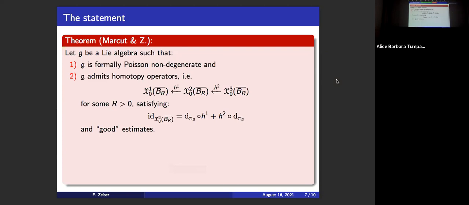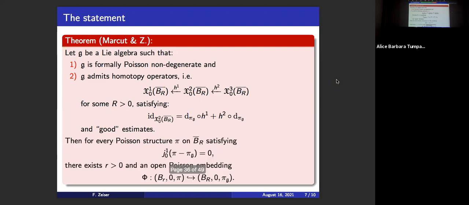So these are the two ingredients we need on the Lie algebra. And basically the statement is, in such a case, we can find such a diffeomorphism. And well, maybe that's the point where I want to say what I mean by good estimate. So let me see how I do this in the best way possible.